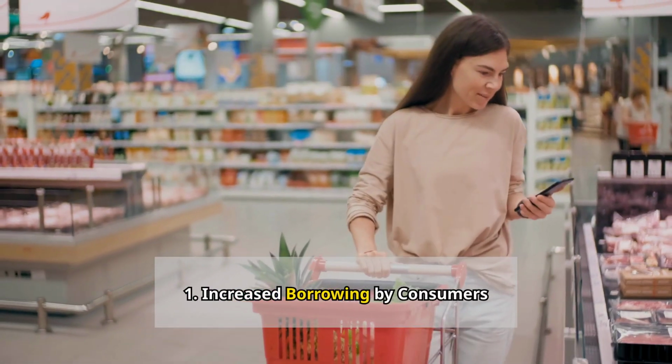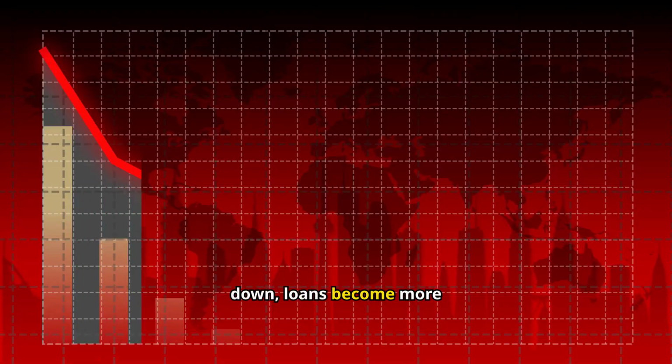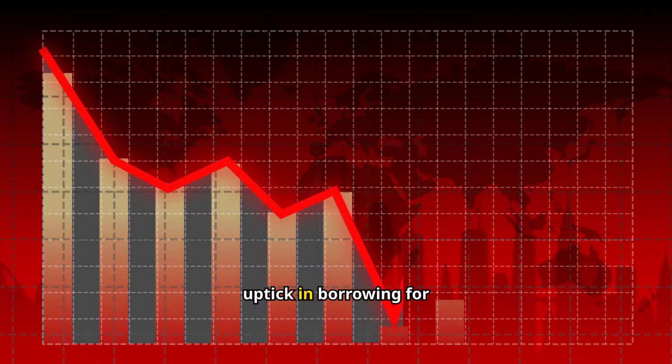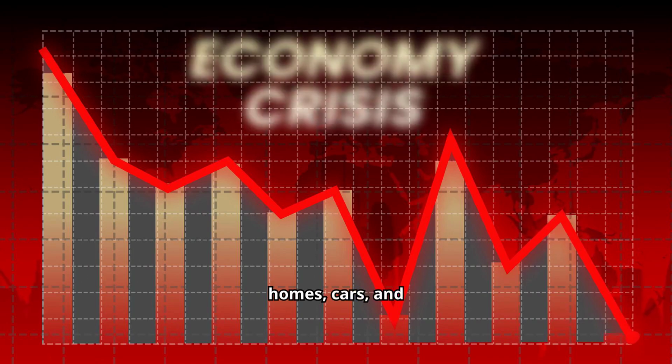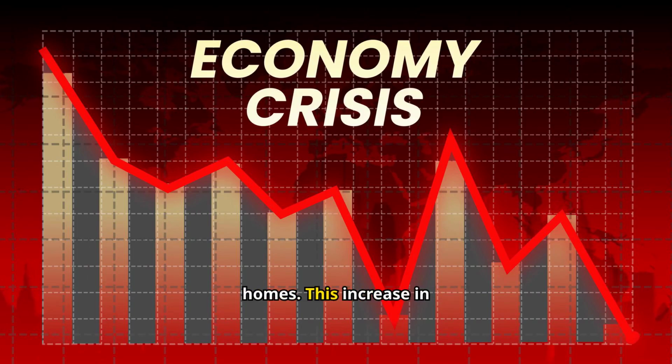1. Increased borrowing by consumers. When interest rates go down, loans become more affordable for consumers. This often leads to an uptick in borrowing for significant purchases like homes, cars, and education. For example, a lower interest rate on a mortgage can make monthly payments cheaper, encouraging more people to buy homes. This increase in borrowing supports economic growth as consumers spend more and stimulate demand in various industries.